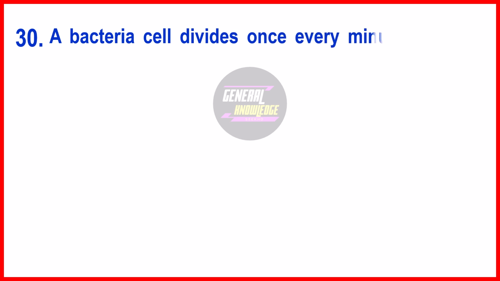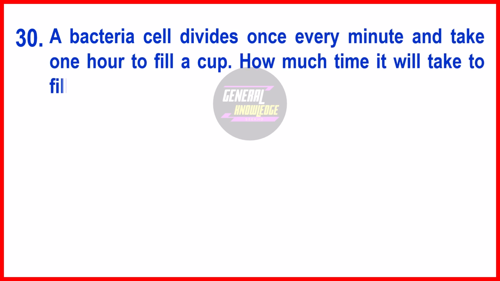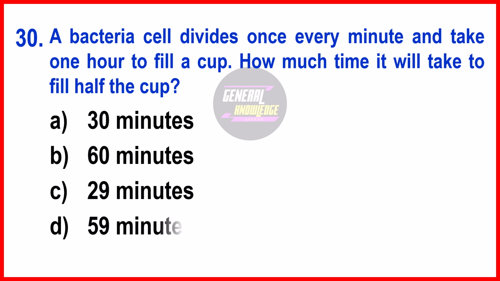A bacteria cell divides once every minute and takes 1 hour to fill a cup. How much time will it take to fill half the cup? The right answer is option D, 59 minutes. If a bacteria cell divides once every minute and it takes 1 hour, meaning 60 minutes, to fill a cup, it will take 59 minutes to fill half the cup. This is because in the 60th minute, the bacteria population doubles, filling the cup. Therefore, 1 minute prior, at the 59th minute, the cup would have been half full.